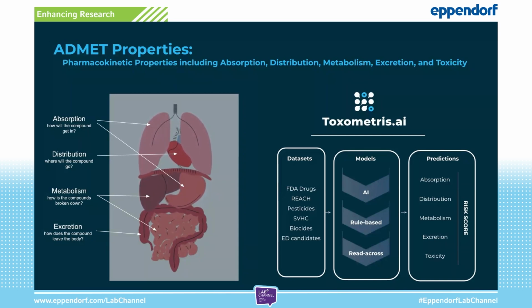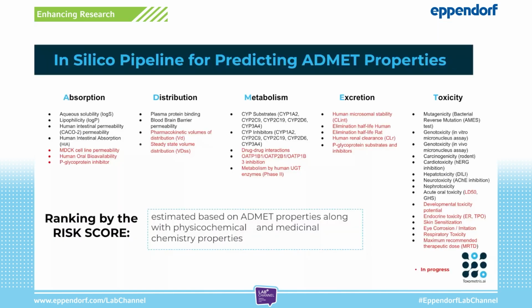So in predicted ADMET properties, Toxometris.ai applies all the above mentioned approaches: statistical, where cutting-edge AI/ML models are used, rule-based methods, and read-across techniques. Of course, the number of properties may seem unlimited, but here you can see the key ADMET properties we are focused on, which are fair enough to understand the potential effects of the chemicals at the beginning of the journey.